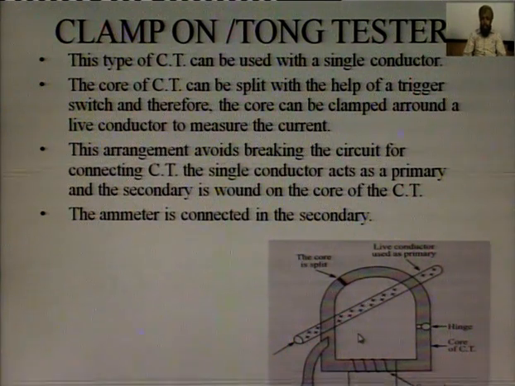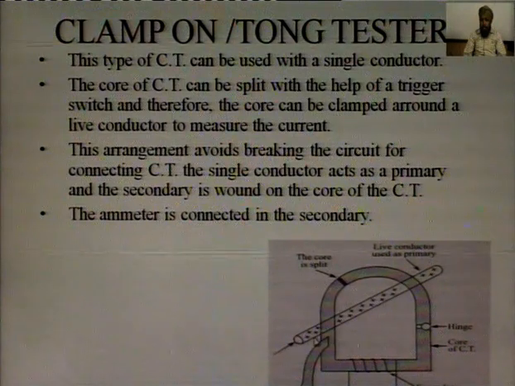The single conductor acts as the primary, and the secondary is wound on the core of the CT. An ammeter is connected in the secondary, which gives directly the reading of the current flowing in the conductor in which the value of current is to be measured.